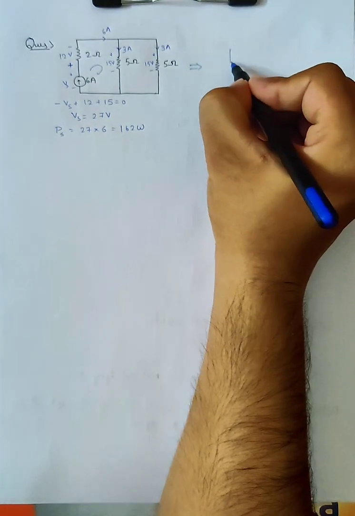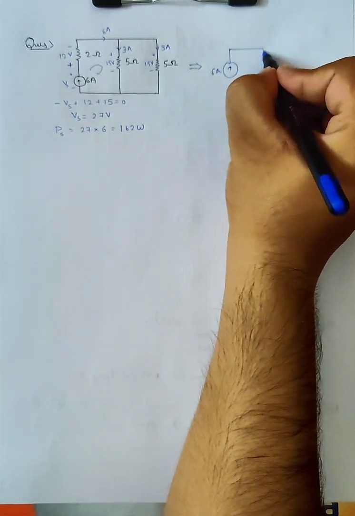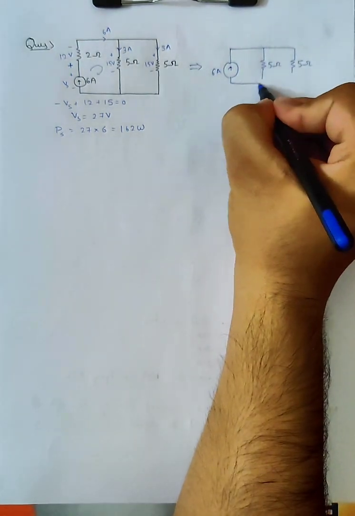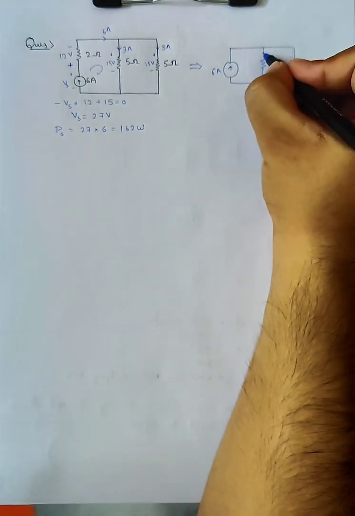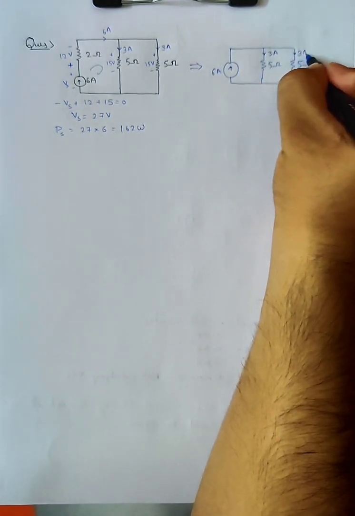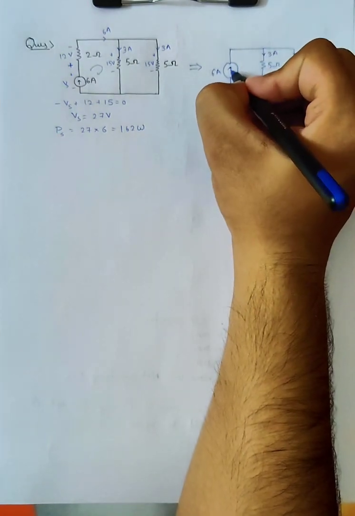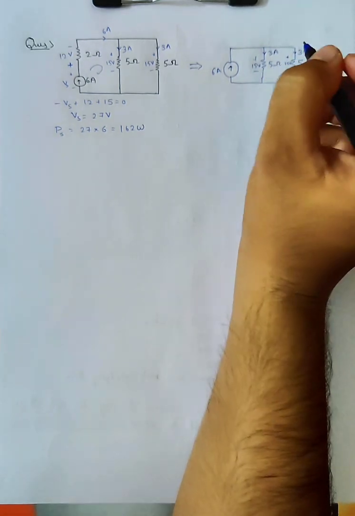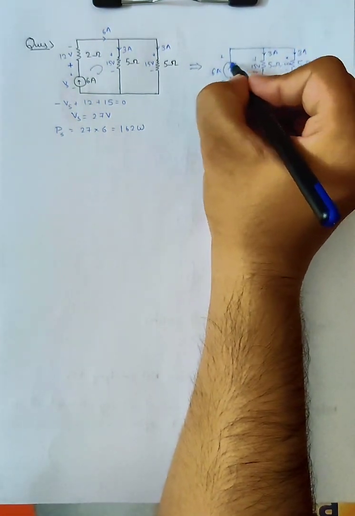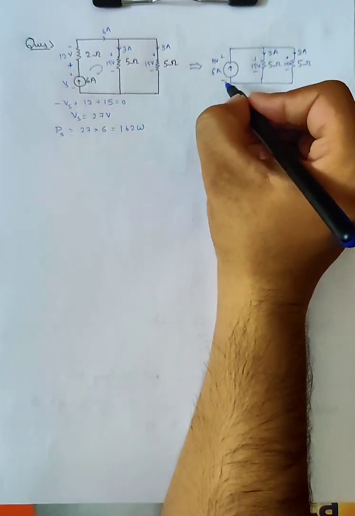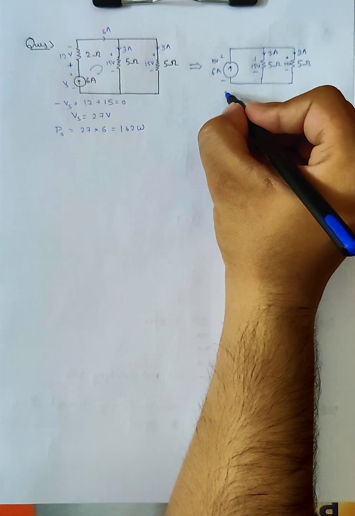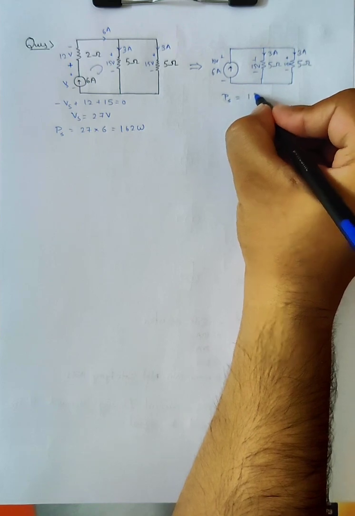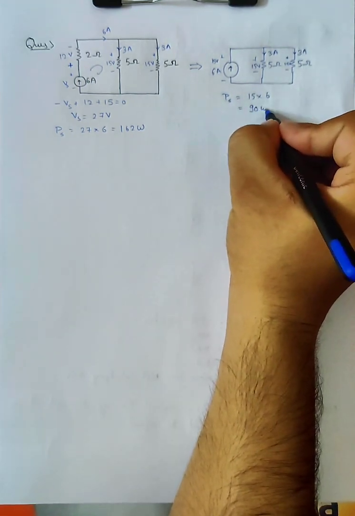the circuit can be redrawn as 6 ampere, 5 ohm, 5 ohm. Now the current is distributed equally, 3 ampere, 3 ampere. Voltage is 15 volts, 15 volts. Here also it is 15 volts. If we want to calculate the power supplied by the current source, it is 15 into 6, which is equal to 90 watt.